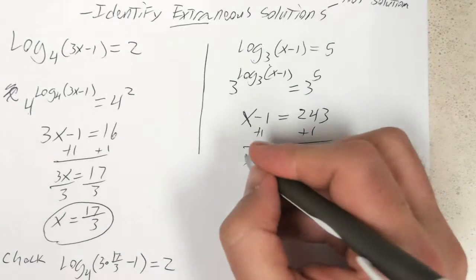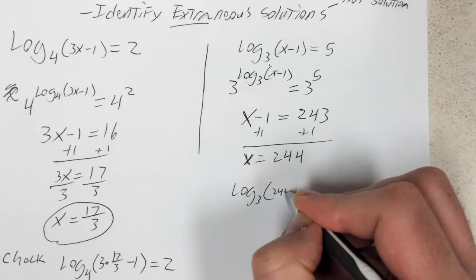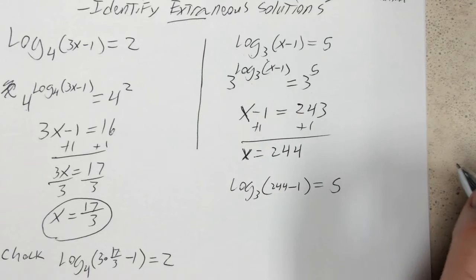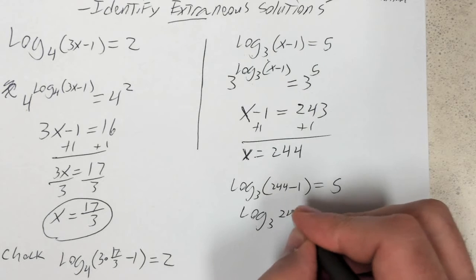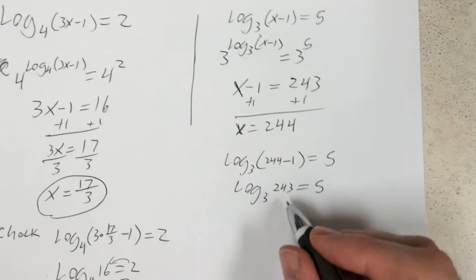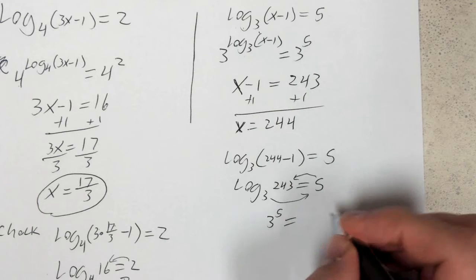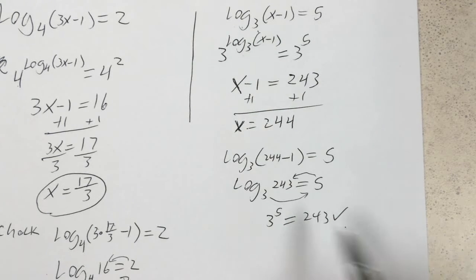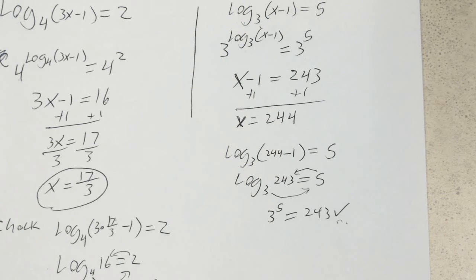Alright, and then to check, this one's a little bit easier to check. Log base 3 of 244 minus 1 is supposed to equal 5. Well, 244 minus 1, so log base 3 of 243 is equal to 5, and we just went through and calculated that 3 to the power of 5 is equal to 243. And we just found that to be true, so again, we know it works.